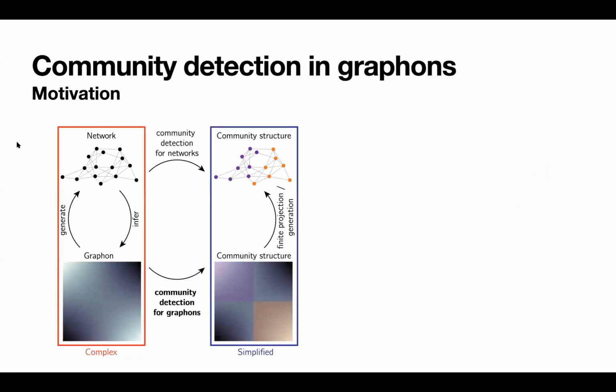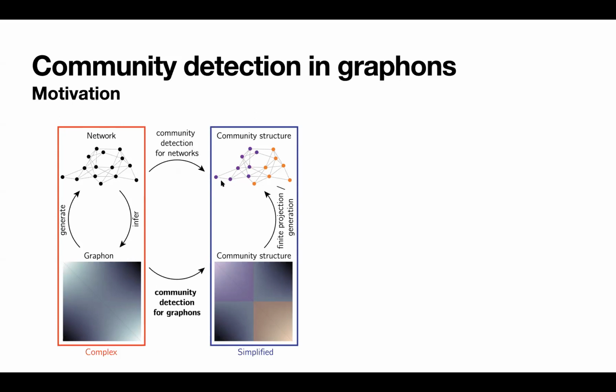Okay, and so now where we contribute is that we define community detection in graphons. As I said earlier, if we have some kind of graphon, we can generate a network from this by sampling it. And usually, if we think about community detection, we think about community detection in graphs. So for example, you have a network and you want to infer the community structure of this network.